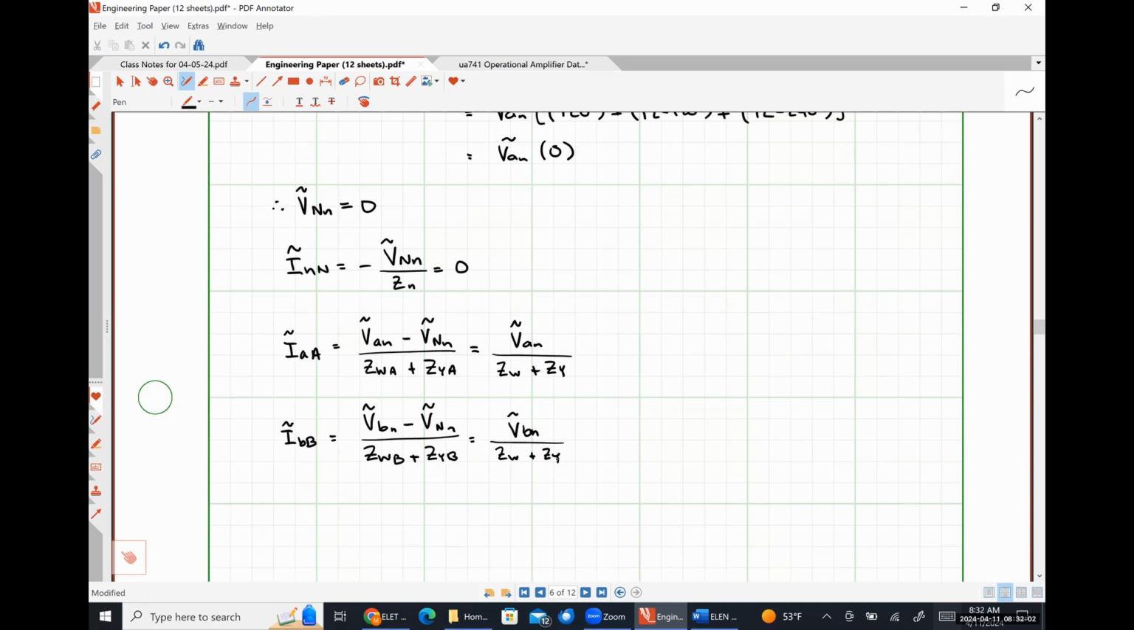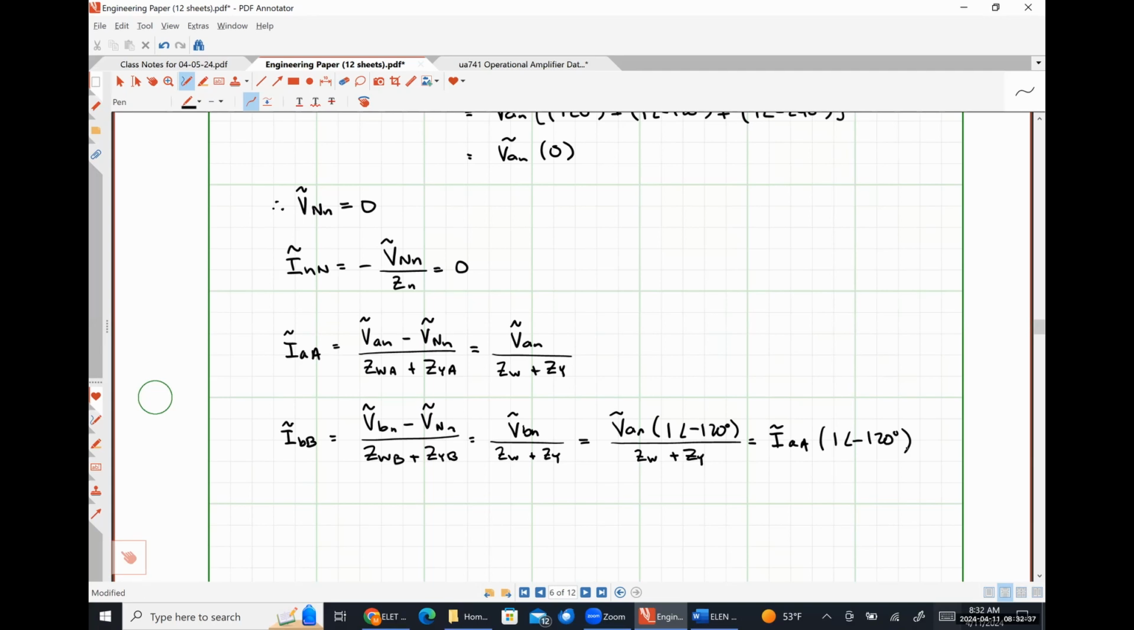So recognizing that VBN is the same thing as VAN, but with a 120-degree phase shift, this looks like VAN times 1 angle negative 120 degrees over ZW plus ZY, or simply our line current IAA multiplied by a factor of 1 angle negative 120 degrees.